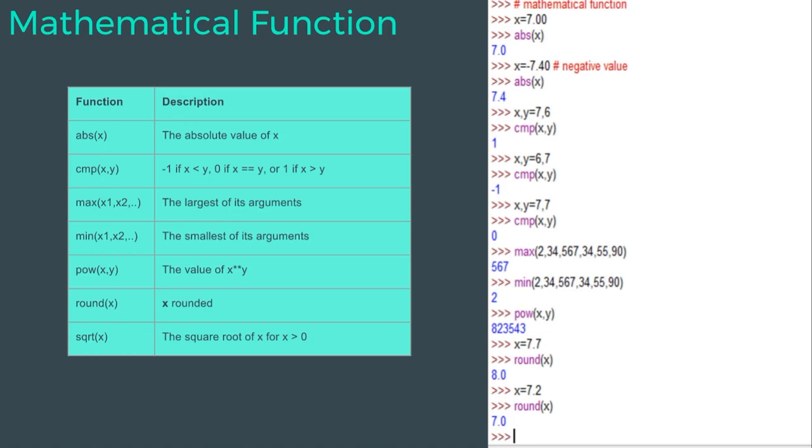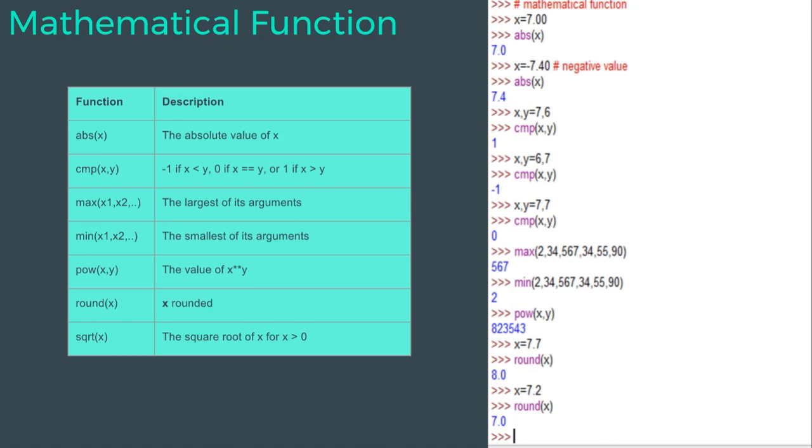Now x, y is equal to 6, 7, means x is equal to 6 and y is equal to 7. Now we compare x, y, the answer will be -1 because x is less than y. Here 6 is less than 7, so the answer will be -1.